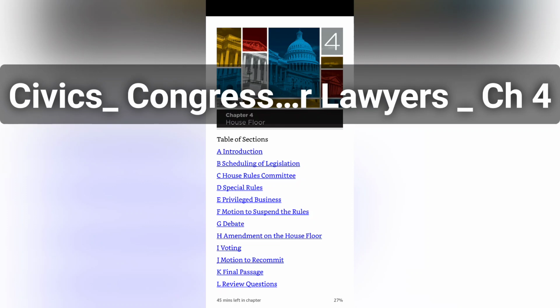When it comes to controlling the floor in the Senate, the Majority Leader faces a far greater challenge. See Chapter 6. See also related CRS reports and links on tcncpam.com. Section B. Scheduling of legislation.